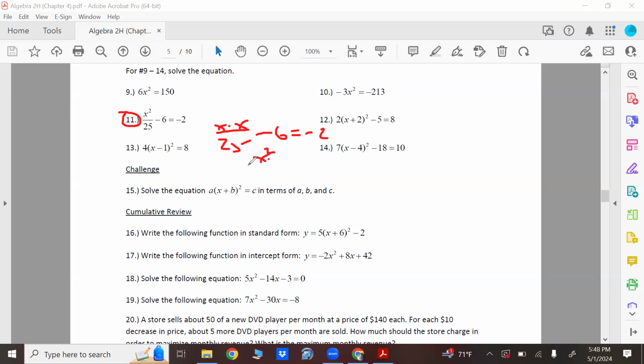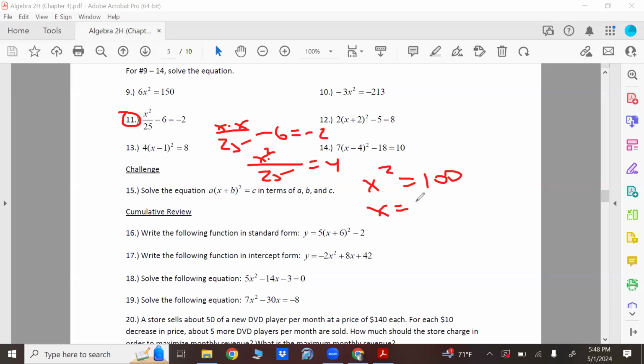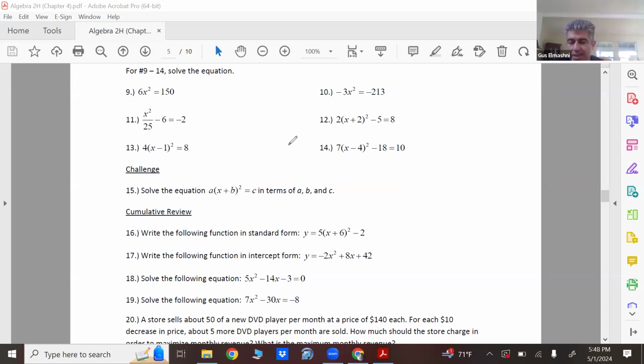And then right now you're dividing by 25, so you have to do the opposite, which is multiply. Multiply, so you get 100. And then square root. So it's plus or minus 10. Yep. So again, your goal is to slowly remove whatever's next to x, putting it to the side, and then all's good.